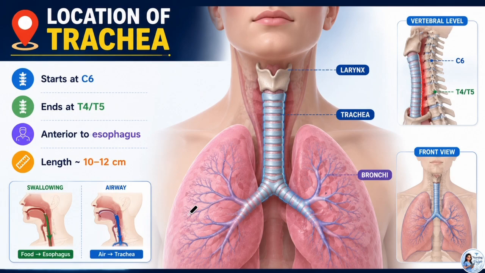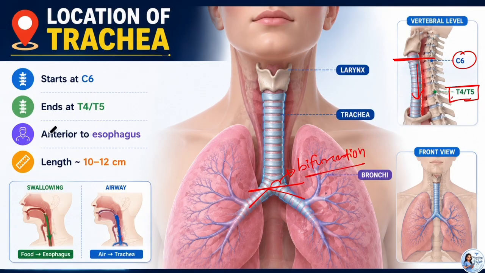Now let's see where the trachea is located. It begins at the C6 vertebral level, just below the larynx. From there it travels downward through the neck and enters the thorax. In the thorax it is at the T4 or T5 vertebral level. Here it divides into two main bronchi, and this division is known as the bifurcation.